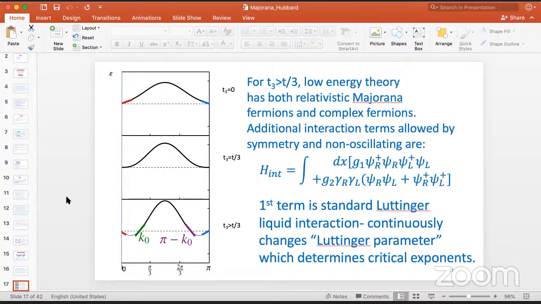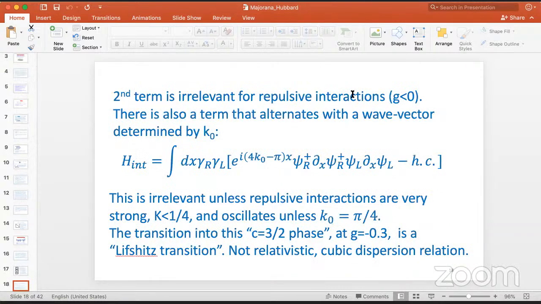So the first term will determine a Luttinger liquid parameter. The second term is irrelevant, it turns out, for repulsive interactions, for G less than 0. There's also a term that alternates with a wave vector determined by k0. This is psi right dagger dx psi right, psi left dagger dx psi left, and this has a phase e to the i (4k0 minus pi) times x, where k0 varies as we change the interaction strength. This is irrelevant unless the repulsive interactions are very strong. So if K is less than 1/4, and this oscillates, unless k0 is pi over 4.